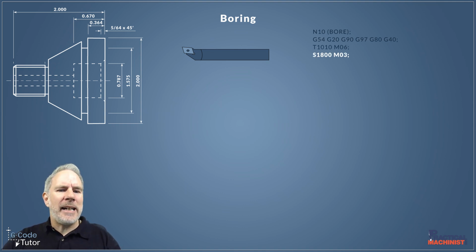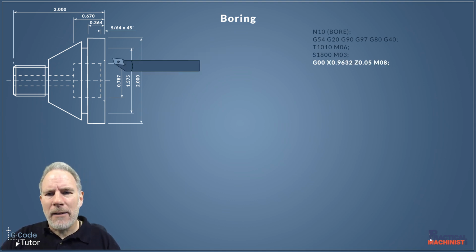So next line there is our spindle speed. I'm just giving it an 1800 RPM spindle speed there, plus M03 turns the spindle on in a clockwise direction. So next up here, we have our first movement line, our G00 line.